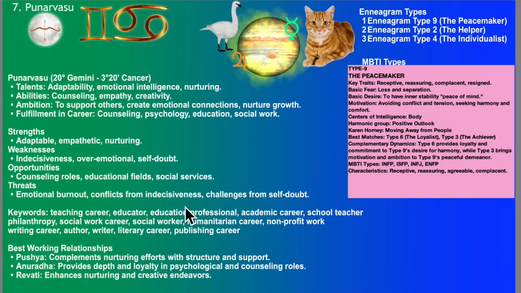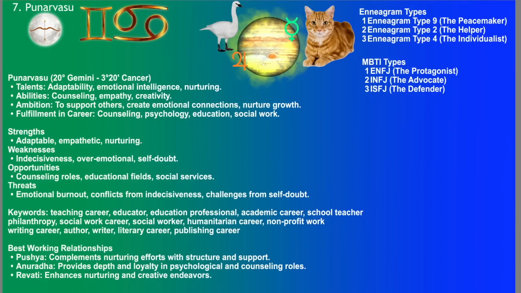professions could be more in teaching career, educator, educational professional, academic career, school teacher, professors, lecturers, okay, because you are trying to create a bridge between mind and heart. That's what's needed in true education. Avoiding conflict and tension, seeking harmony and comfort, sort of trying to find the middle way here, okay? That's type 9. Next Enneagram is type 2.